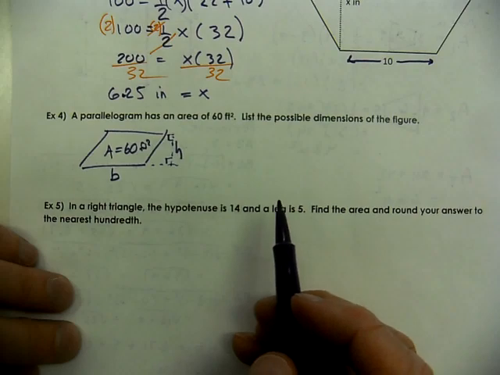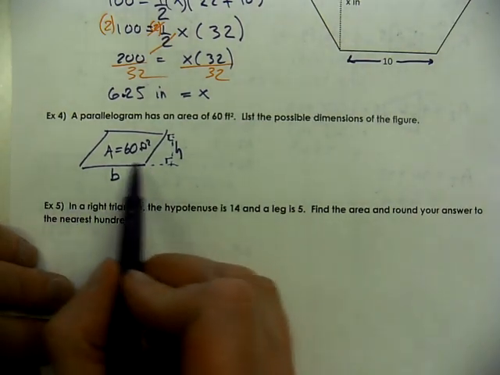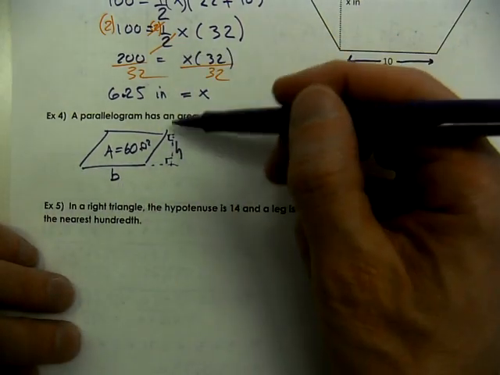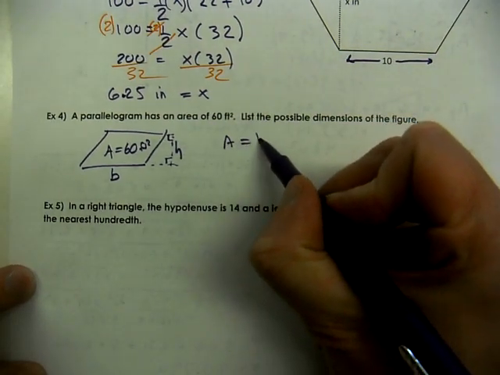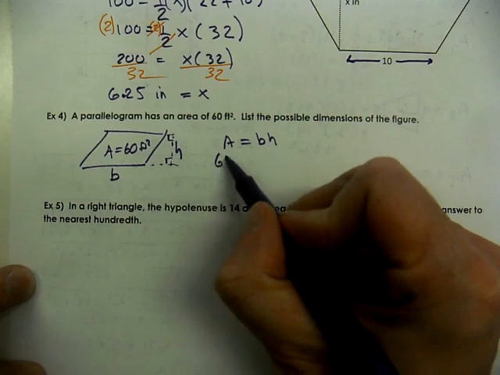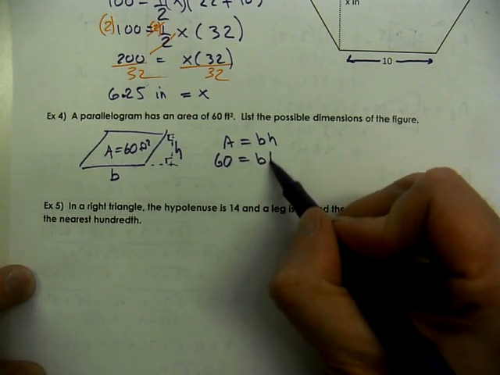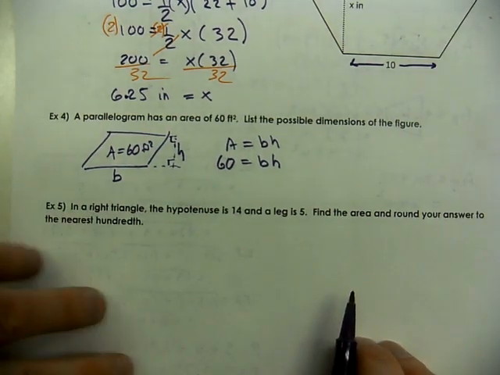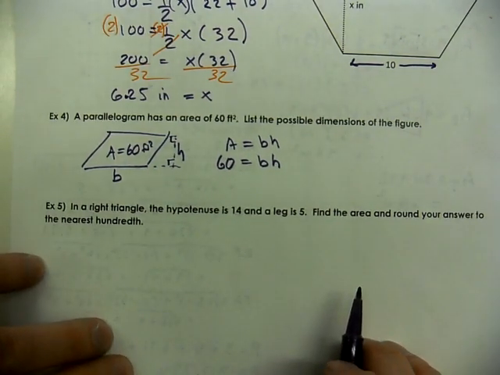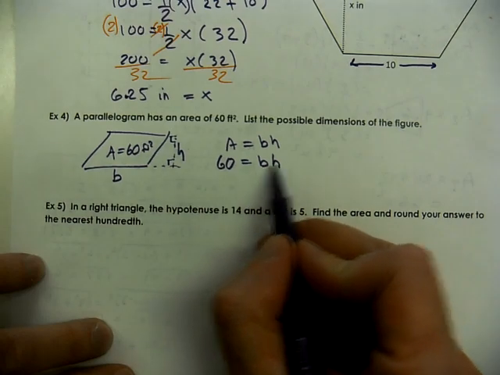And the question is, list the possible dimensions. Again, the base is a dimension, the height is a dimension, and we know the area is base times height. So what we're saying really is, what base times what height would get you an area of 60 square feet? So in other words, we're just listing our factors. Factors are numbers that are multiplied together.